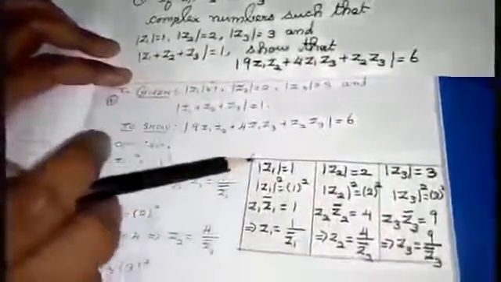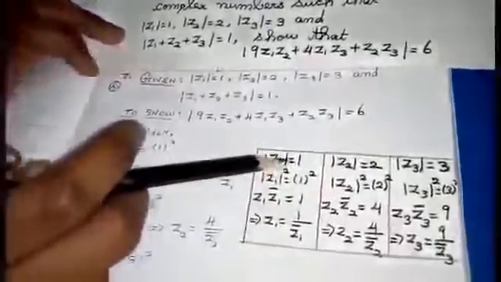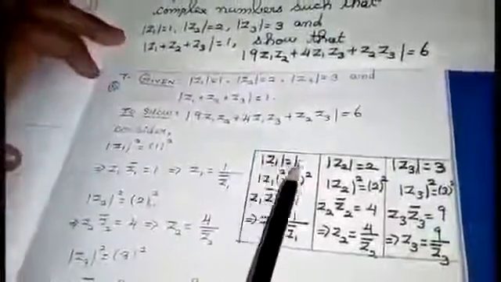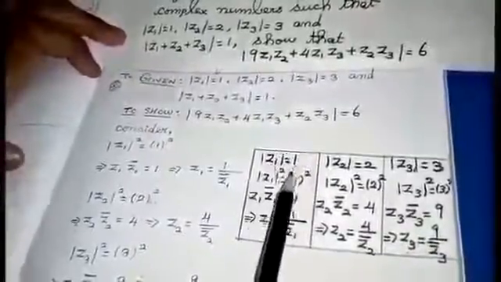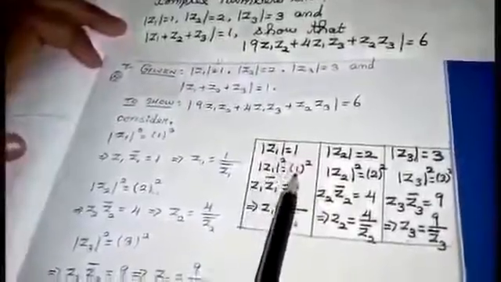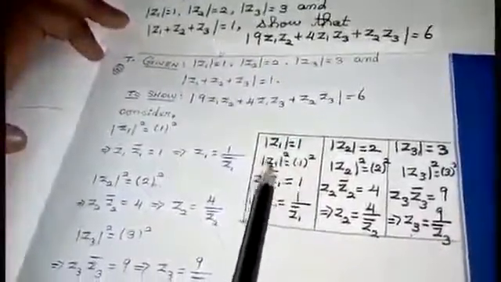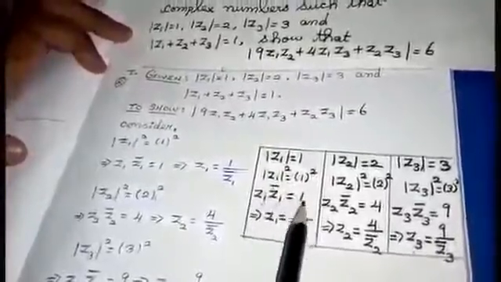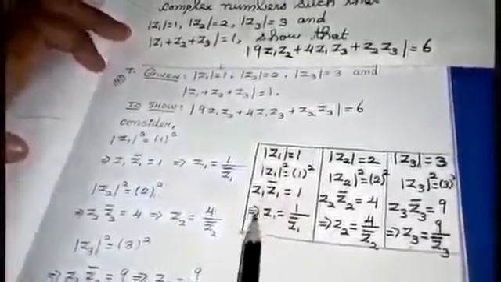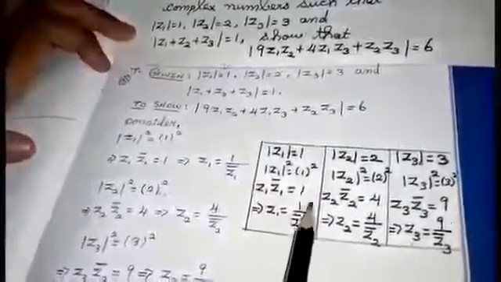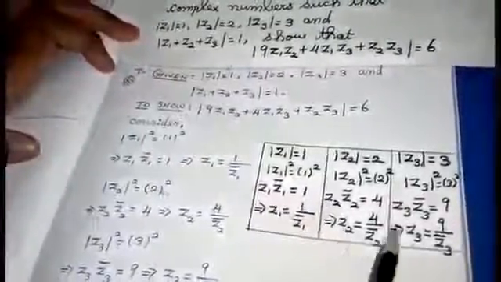That is, modulus of Z1 equal to 1. I'm going to take squaring on both sides. If I take squaring on both sides, I'll get modulus of Z1 the whole square equal to 1 square. Modulus of Z1 square can be written as Z1 into Z1 bar equal to 1, which is nothing but Z1 equal to 1 divided by Z1 bar. Similarly, we are going to do for Z2 and Z3.